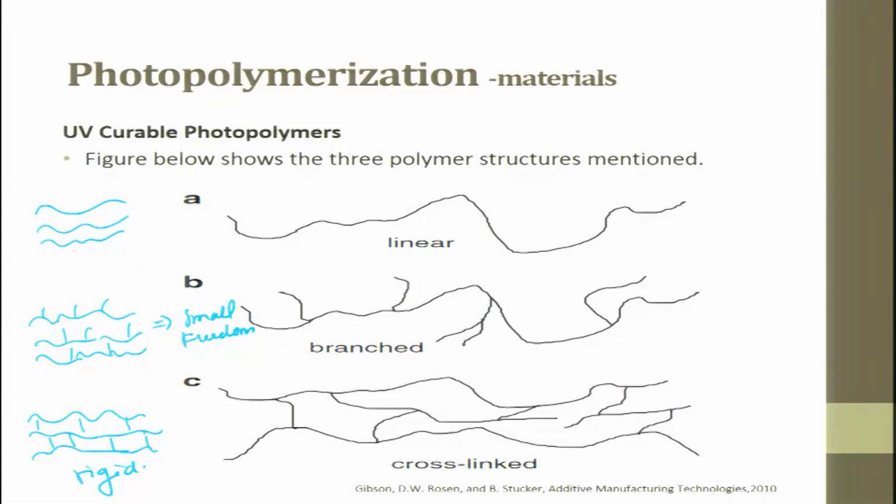In photopolymerization, liquid polymer is used, and exposure to UV light converts a linear chain, or a branch, into a cross-linked chain. So the mobility of the chains is arrested, and the strength increases.